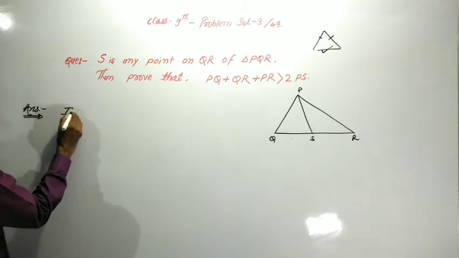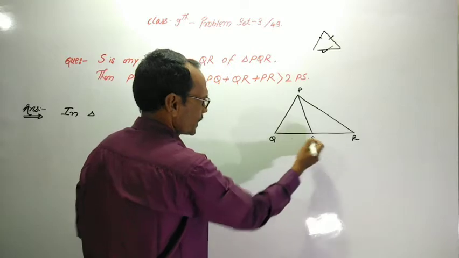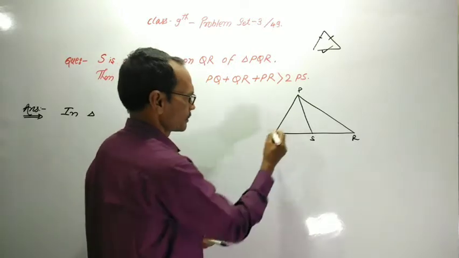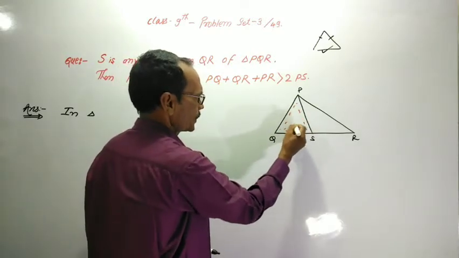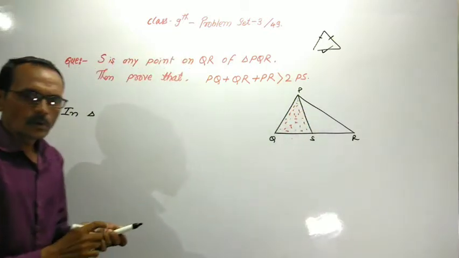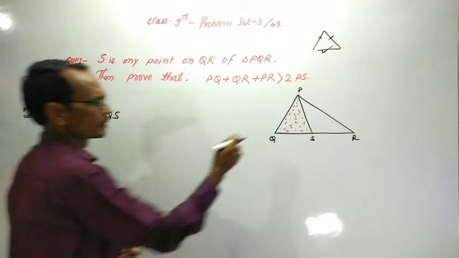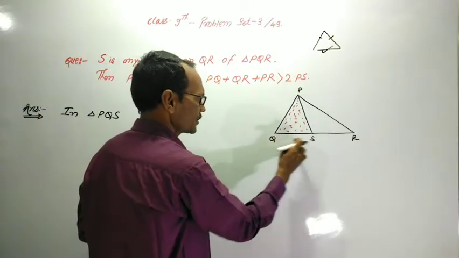In triangle, I can write here PQS. This is a triangle. In triangle PQS, what is the inequality? PQS. PQ plus QS.